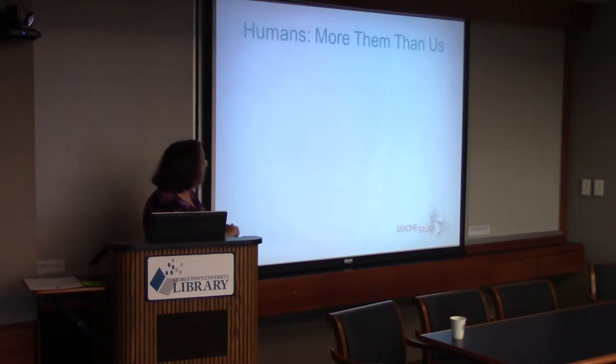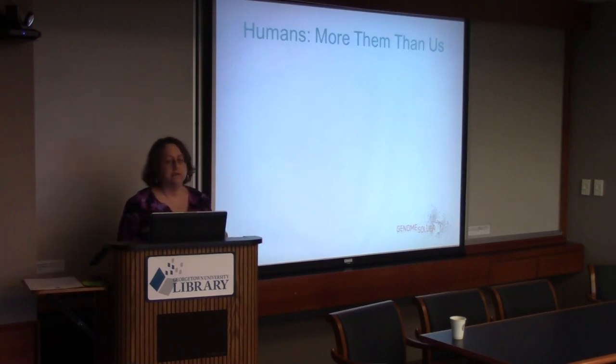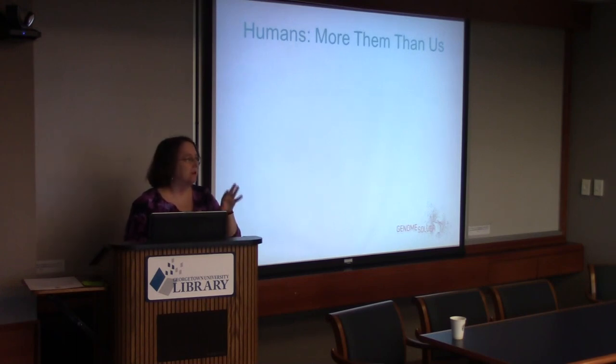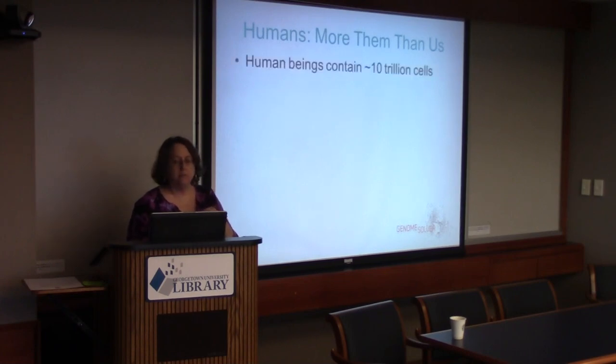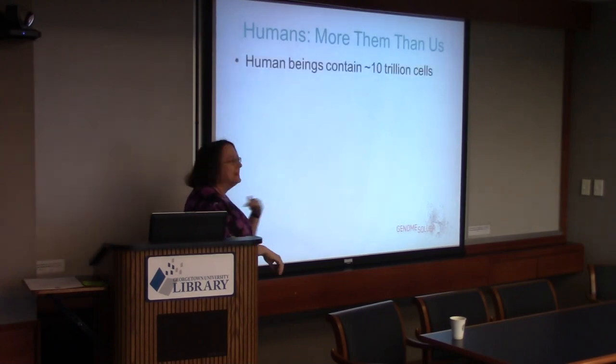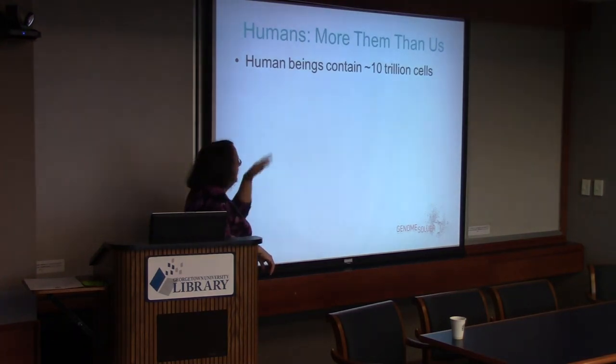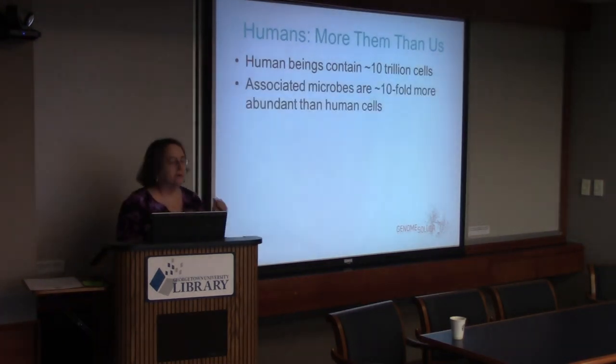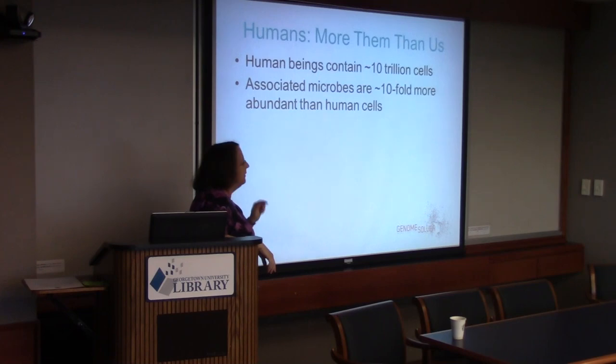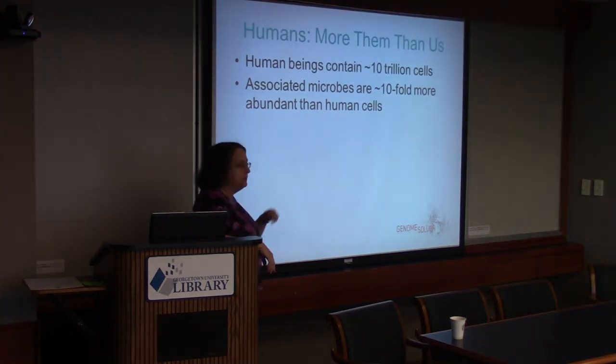So the Human Microbiome Project got started about 7 or 8 years ago with a big bolus of money from NIH. And what we've discovered over the last decade or so is that really each of us is more the things that are on you and in you than you are you. What I mean by that is that we contain about 10 trillion human cells, the cells that have your DNA in them. However, the associated microbes in and on your body are about tenfold more abundant. So you really are more them than you.